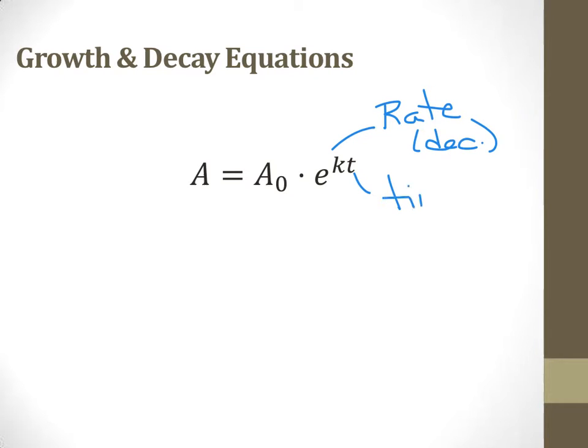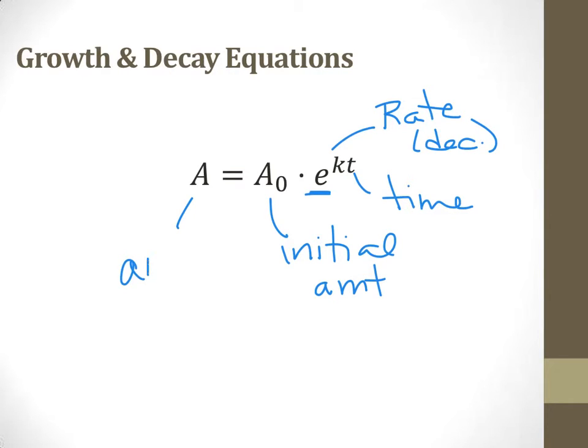t is time. It could be given in years, hours, minutes. The problem will give you that. e is just a number. A naught, which is the A sub 0, is the initial amount that you have of whatever material you're talking about. And A of t on the left-hand side is the amount after t time at this particular rate that they give you. Now, in this equation, any of these variables could be missing.